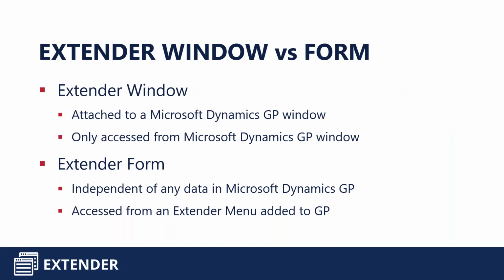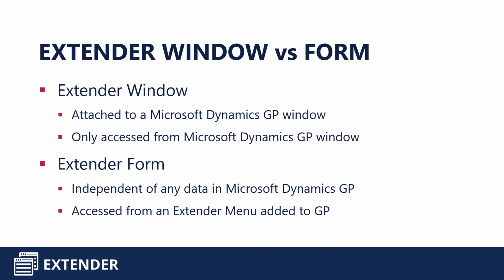A couple of quick things to chat about before we dive into the demo is the difference between a window and a form. An Extender window gets attached to an existing Dynamics GP window. What that means is, let's say I want to add some extra fields to my inventory window. I can do that. I use an Extender window to expose those fields to my users, and we'll see some examples of that throughout this demo.